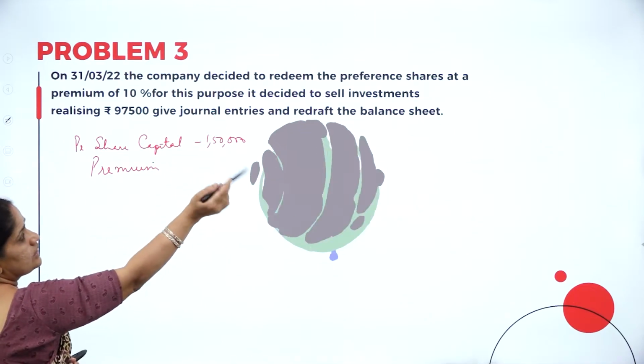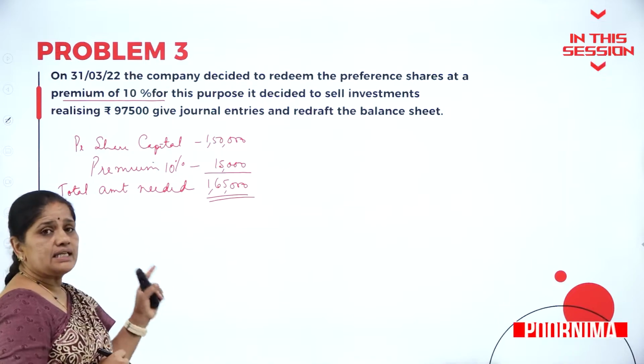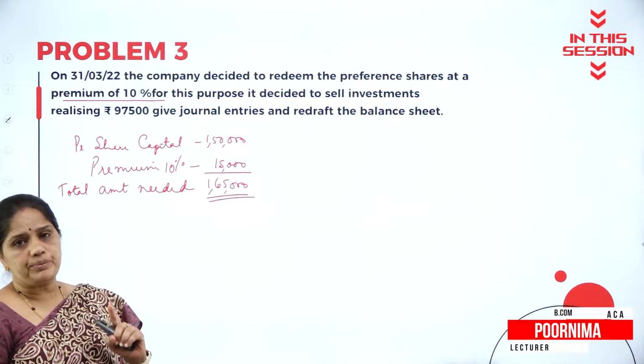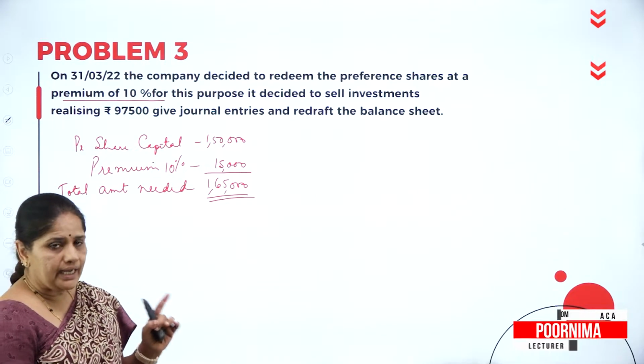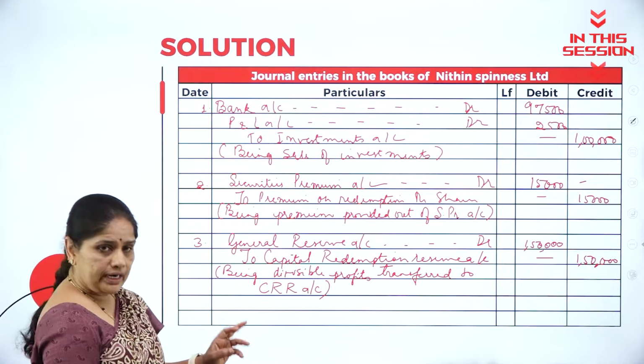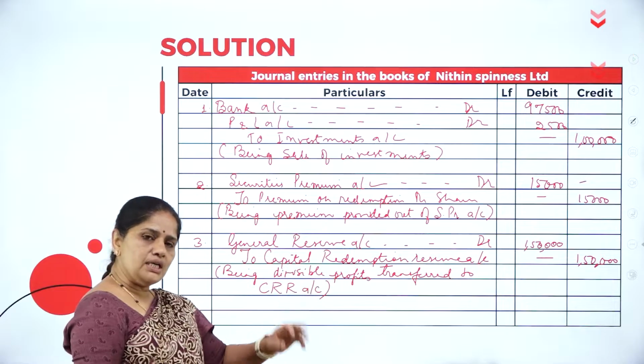The company decided to redeem the preference shares at a premium of 10%. First thing is, whenever there is a problem on redemption, we have to adjust for the premium and then we adjust for the capital. So whenever you are making use of divisible profits for redemption, you have to transfer an equal amount to capital redemption reserve account.